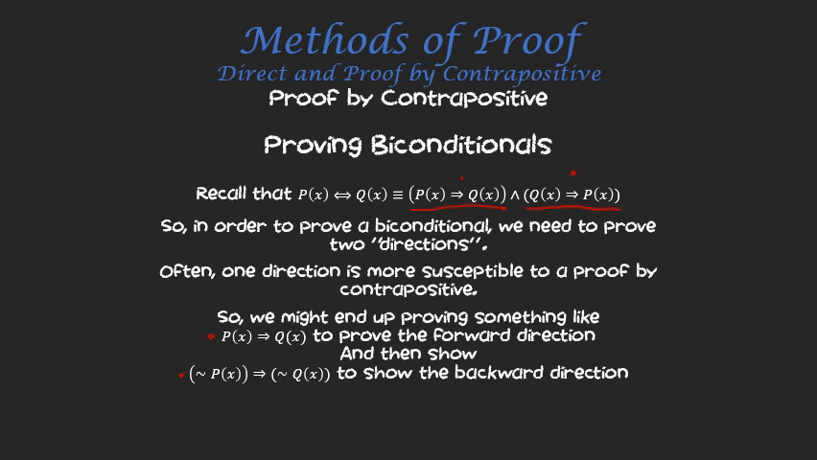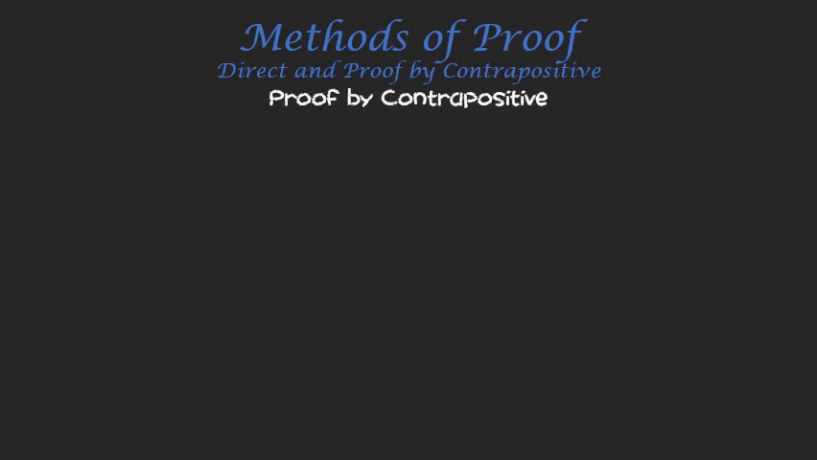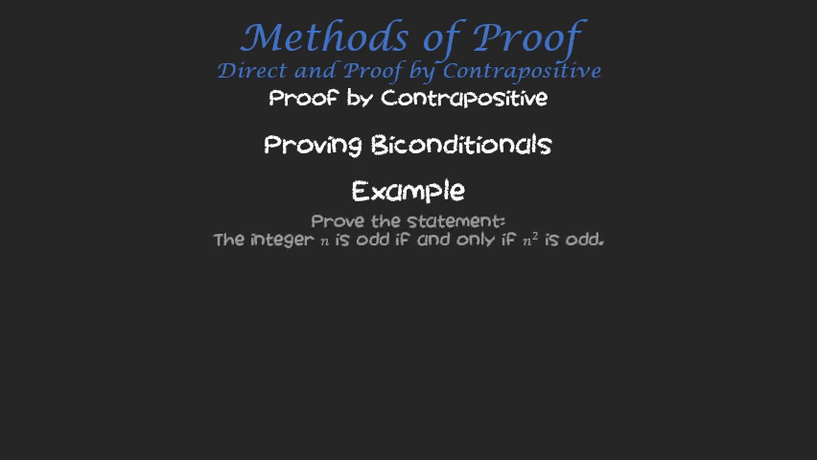So we'll take a look at how this works in an example. In this example, we'll use a proof by contrapositive as well as a direct proof to prove a biconditional. In particular, we'll prove the following statement: the integer n is odd if and only if n squared is odd.